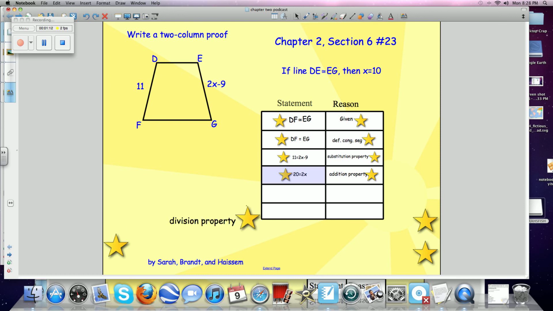Next, simplify by the division property, which is if A equals B, and C is not equal to 0, then A over C is equal to B over C.